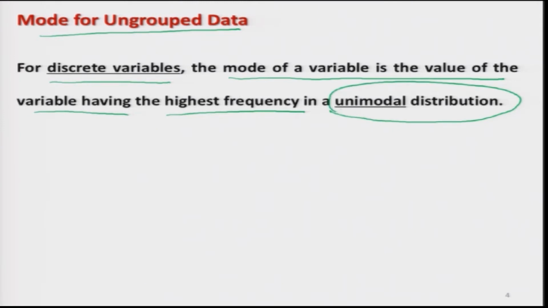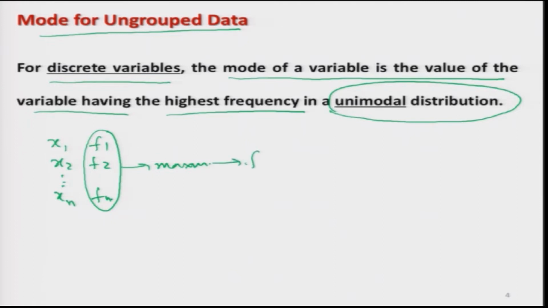So what you have here is x1 data with frequency f1, x2 data with frequency f2 and so on, xn data with frequency fn. And you simply have to first choose whichever is the maximum value. Suppose this maximum value occurs as fm. Then corresponding to fm, whatever is the value of xm, that is going to be the mode. Obviously this is true when we have a unimodal distribution where there is only one mode.